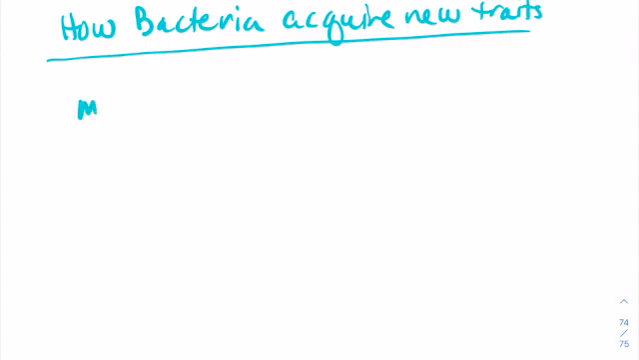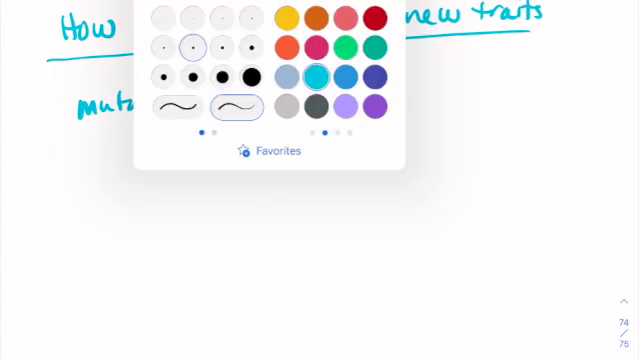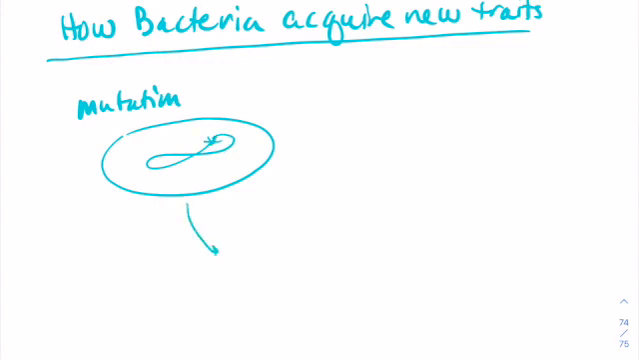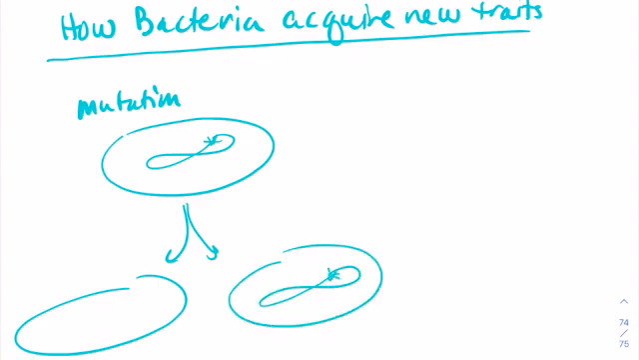Let's say a mutation occurs, where you get a mutation. I'm gonna make this a little thinner so you can see this better. A mutation occurs in, say, a bacterial cell, and there's a new trait. When this cell divides into two daughter cells, you're going to have two cells with that newly acquired trait. Passing traits on to daughter cells is called vertical gene transfer.